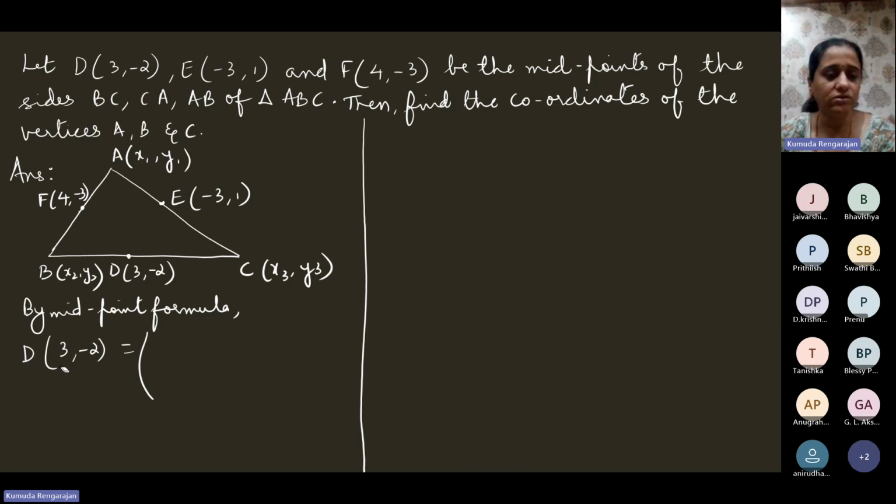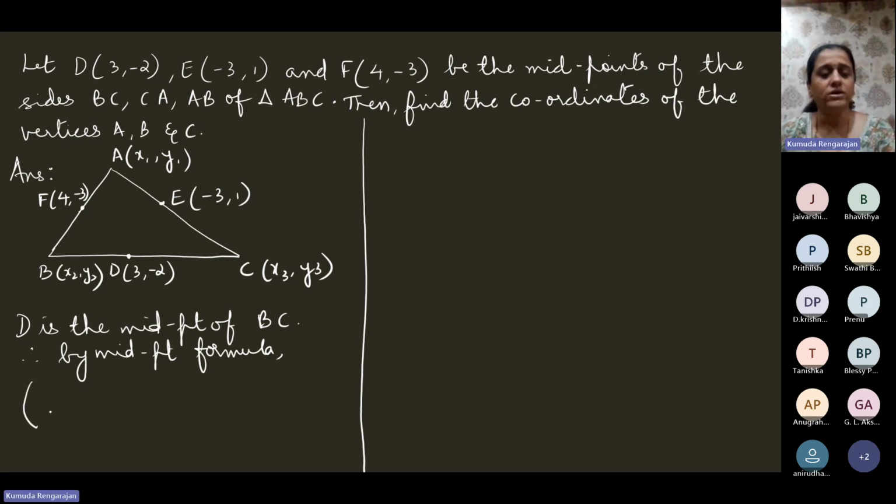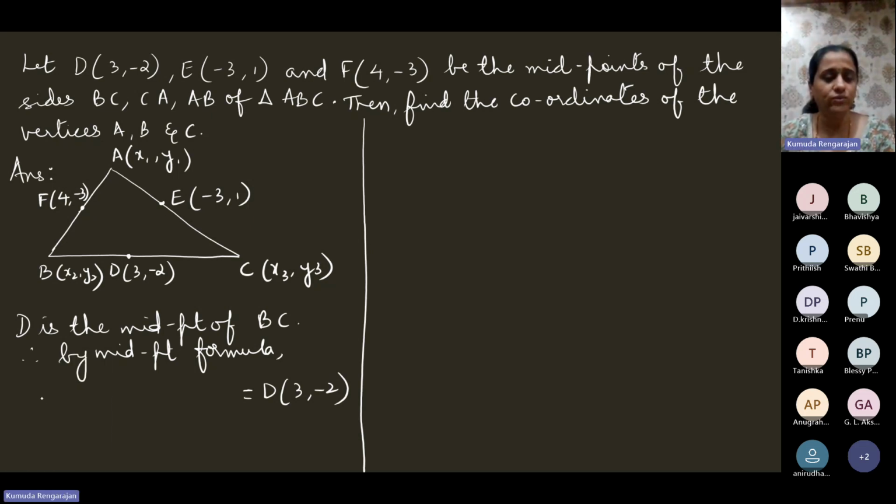Let me just write what I'm working here. D is the midpoint of BC. Therefore, by midpoint formula, we know that D is given by 3 comma minus 2, right? But how do you find the coordinates of D? Using B and C. How do you do it? X1 plus X2 by 2, Y1 plus Y2 by 2. So D is given by X2 plus X3 by 2, comma Y2 plus Y3 by 2.